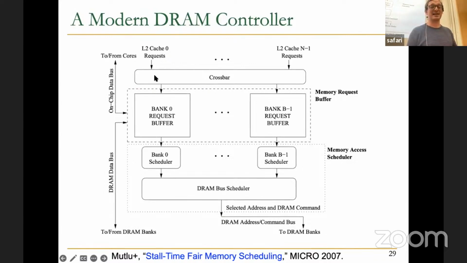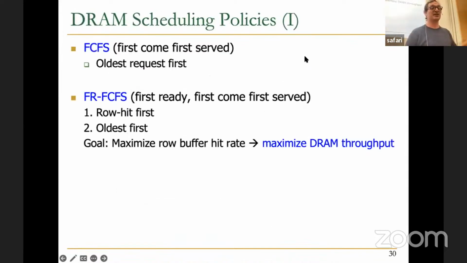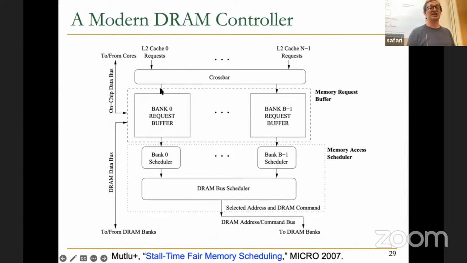But this is an example from a multi-core system. You get requests from, let's say, some number of caches, different cores potentially, or different shared caches. And then each bank has a separate request buffer. And there's reordering that may happen. Each bank has a separate scheduler. So you can see that these are partitioned schedulers, partitioned buffers.